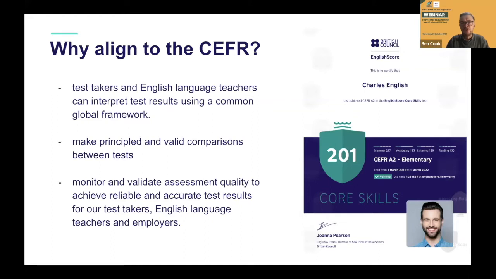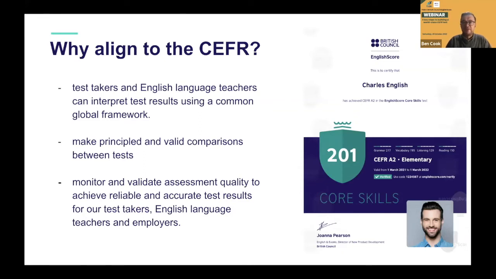I think, first of all, it gives test takers, teachers, and other stakeholders a way to interpret test results using a common global framework. Every test reports scores slightly differently. For example, in English score, we report from 0 to 600. IELTS has a completely different scale. They report from 0 to 9. TOEIC will report on a different scale. Versant reports on a different scale. All these different tests are using their own different scales when it comes to reporting results.